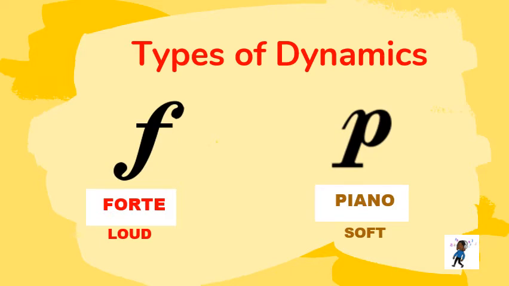Types of dynamics. F is for forte. Forte means loud. P is for piano. Piano means soft.